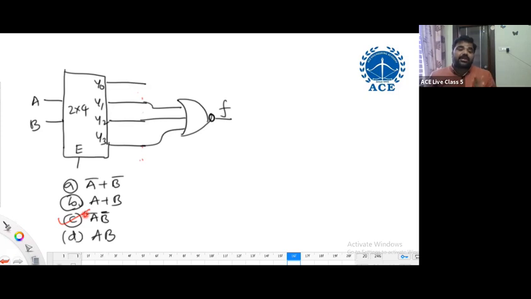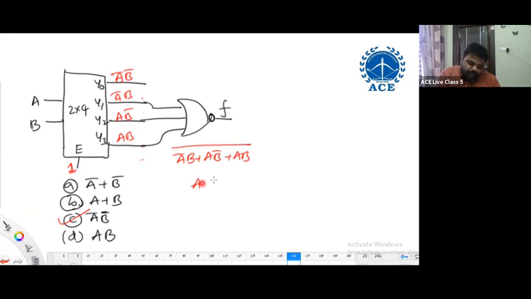Otherwise, if you are not accepting, see, I forgot to mention here, it is 1 enabled. Now, what can be the F? Let us see. Then what we get here? It is A bar, B bar. It is A bar, B. It is A, B bar. It is A, B. Then what is the F? NOR of these. A bar B plus A B bar plus A B, whole bar. Then what is this here? A plus B whole bar. Check it. A bar B plus AB bar plus AB simplifying, it is A plus B whole bar, which is A bar B bar. Even though you are simplifying, getting same.